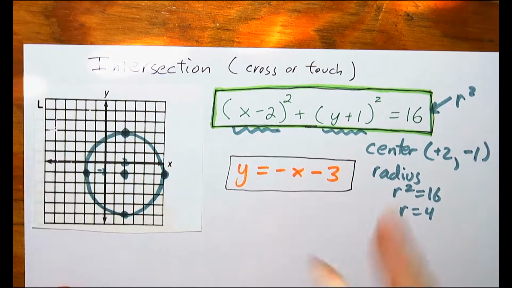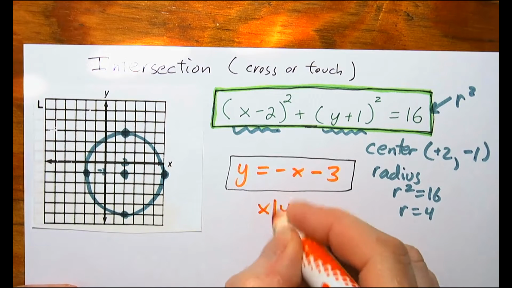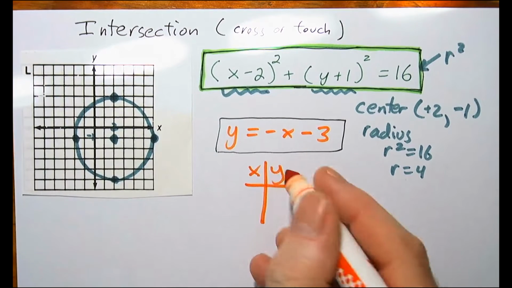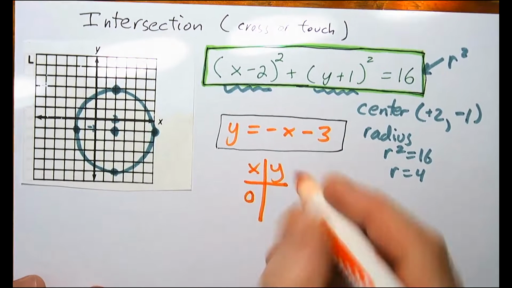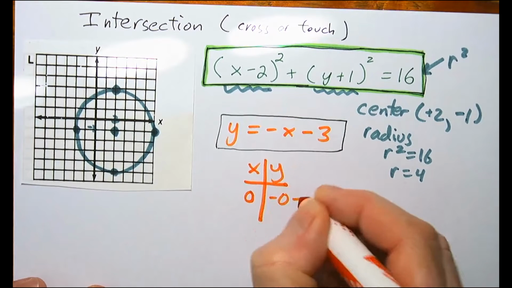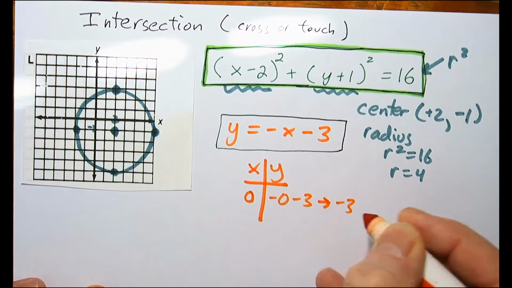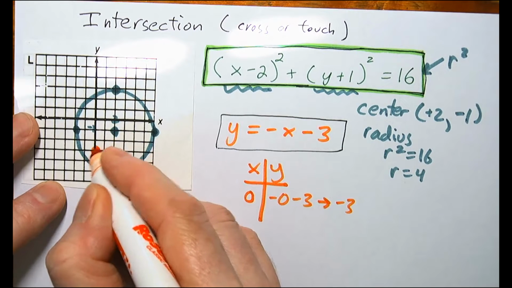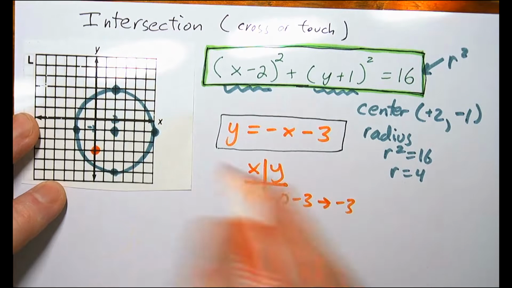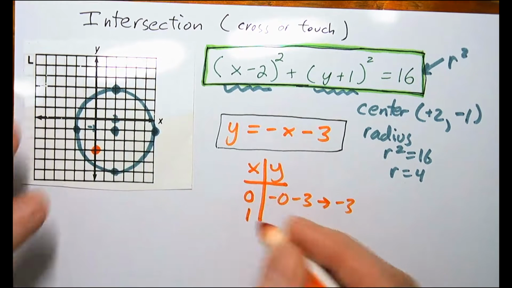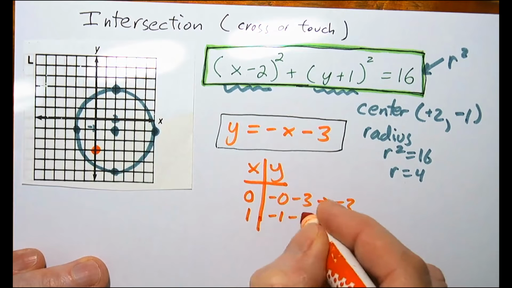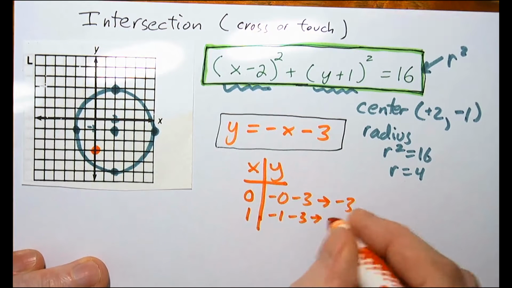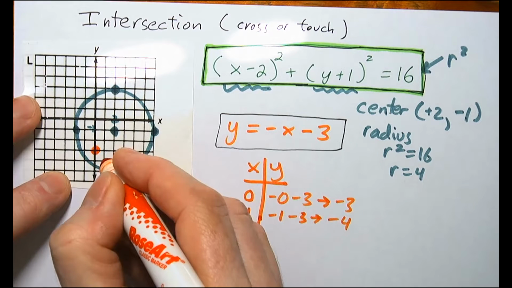Now let's see, where does this run into it? So let's make a table. Some of you know some shortcuts. Let's plug in the easiest number in the world, 0. So I plug 0 in, -0 minus 3, that gives me -3. Okay, there's a dot: 0, -3, over 0, down 3. Let's try 1. -1 minus 3 is -4. So over 1, down 4.